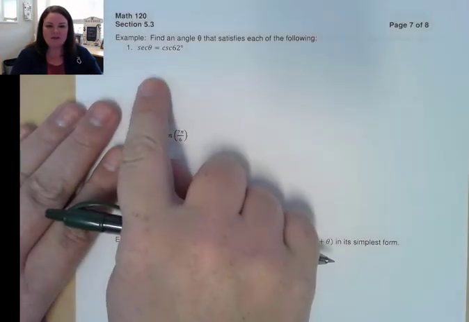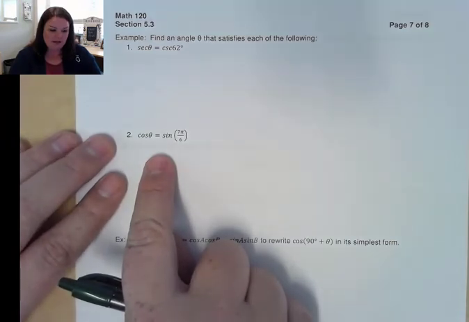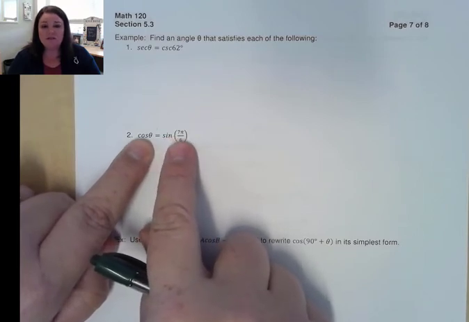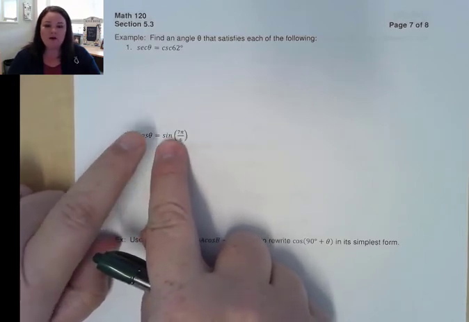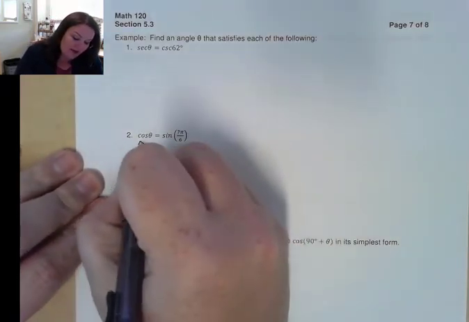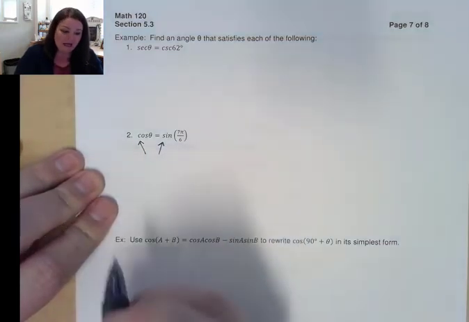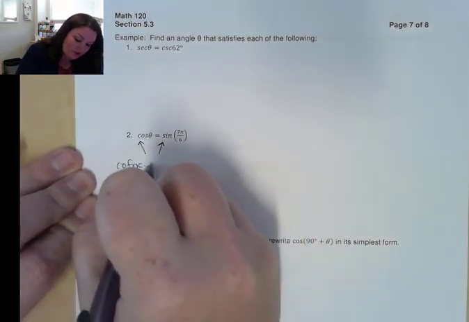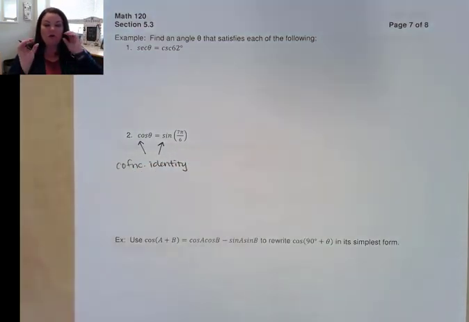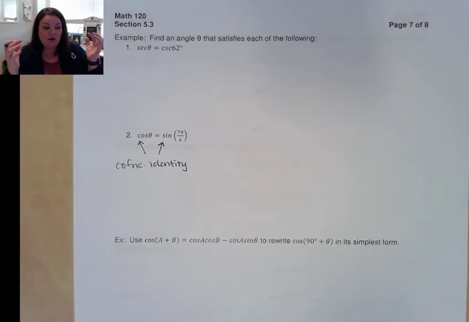I'm going to skip this first one because I'm going to let you do it. Okay, so I'm going to look at number 2. Now, this says that cosine of this angle theta is equal to sine of this angle 7 pi over 6. The only time that a cosine value is equal to a sine value is when we have cofunction identities, right? So if we have a cosine that's equal to a sine, this means we have cofunction identities. So in order for two angles to be cofunction, they have to be complementary, right? In other words, they add up to 90 degrees.